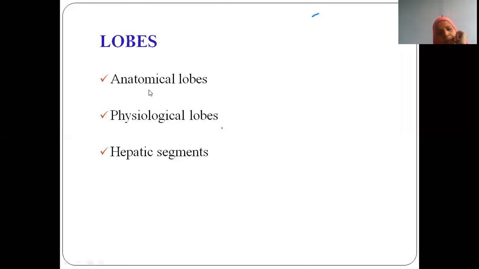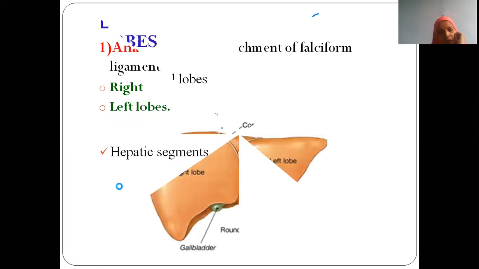Four. Name them. Right lobe, left lobe, caudate lobe, and quadrate lobe. Very good. Okay, apart from that, we also have physiological lobes. We also have hepatic segments. Let us see what these are.